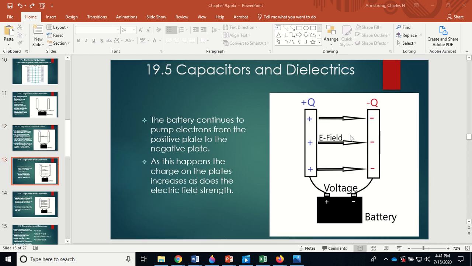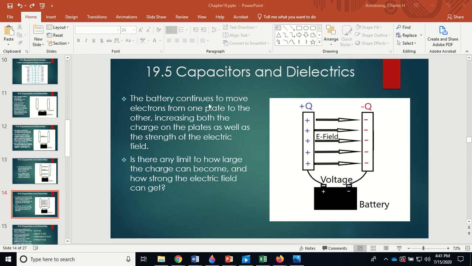Then we come down here. Now we've pumped even more. The battery continues to move electrons from one plate to the other, increasing both the charge on the plates as well as the strength of the electric field. Is there any limit to how large the charge can become and how strong the electric field can get? Well, yeah, there is. You can only pump so many on there. These plates can only hold so much.